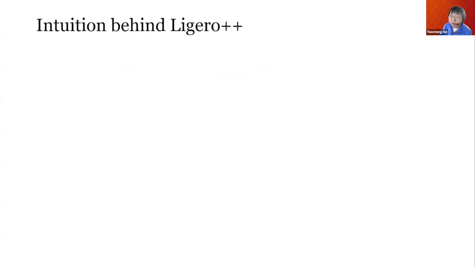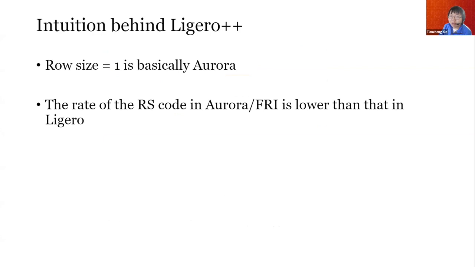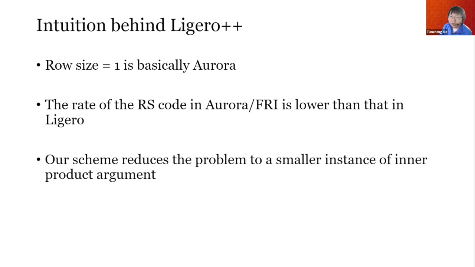So the intuition why Ligero++ is fast is because the rate of Aurora is much lower than Ligero. So even if Aurora is slower, because we just sample a small set of the matrix, the input to Aurora is much smaller than the input to Ligero. So a slow Aurora can be tolerated here.